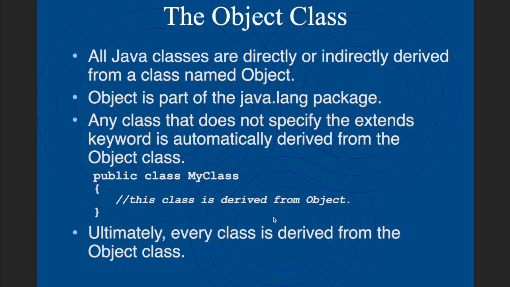All Java classes are directly or indirectly derived from a class named Object, and we just saw it a couple of slides ago. Object is a part of the java.lang package. Any class that does not specify the extends keyword is automatically derived from the Object class. That's what you just need to know, but you do not use it now. So now if you want to extend something, just do not extend from the Object class. You don't need it so far.